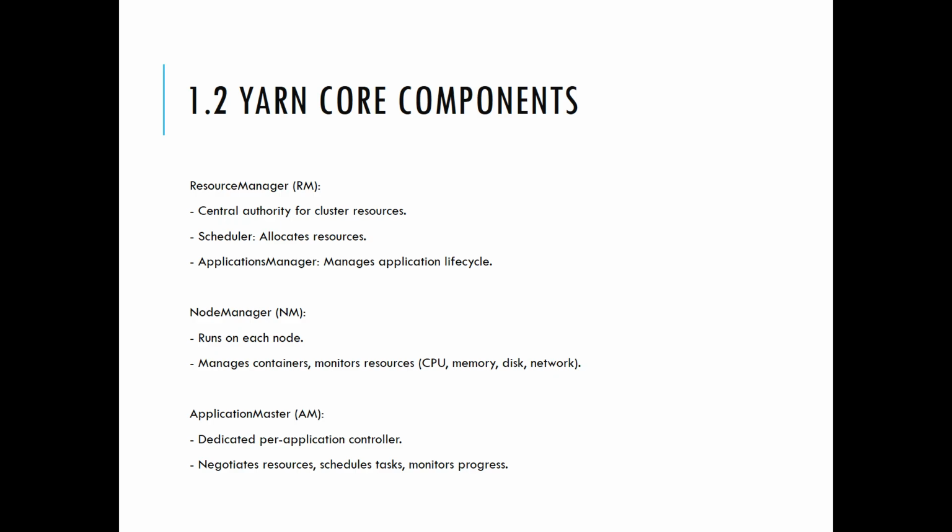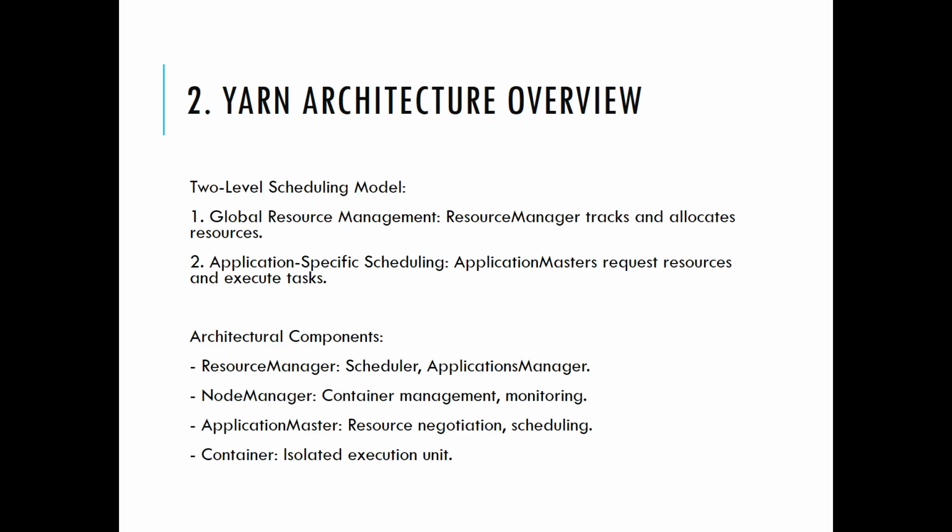YARN operates on an elegant two-level scheduling model. Level 1 is global resource management, handled solely by the ResourceManager, which tracks all available resources and makes high-level allocation decisions. Level 2 is application-specific scheduling, where each ApplicationMaster is responsible for requesting the resources it needs and then scheduling its own tasks within those allocated resources. The key architectural components involved are the ResourceManager, the NodeManagers on each node, the various ApplicationMasters, and the containers themselves, which are the isolated execution units where tasks ultimately run.